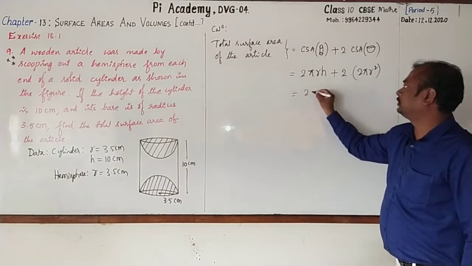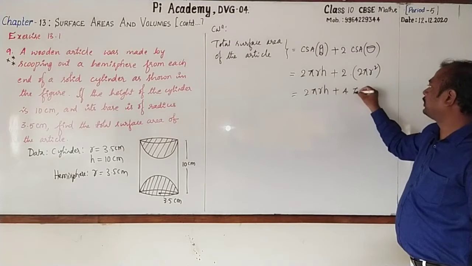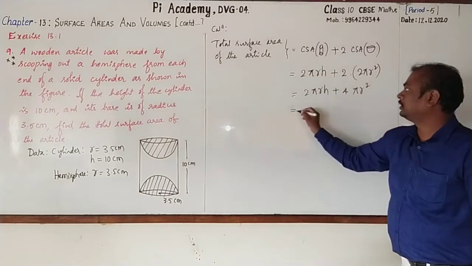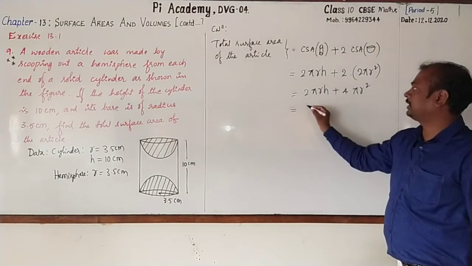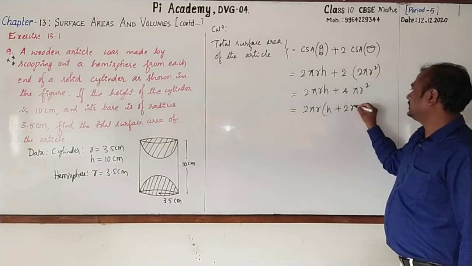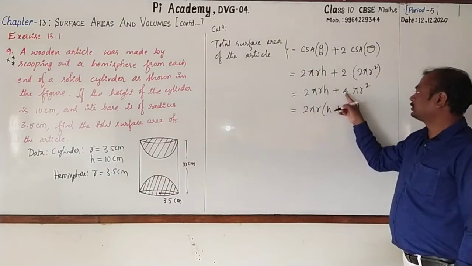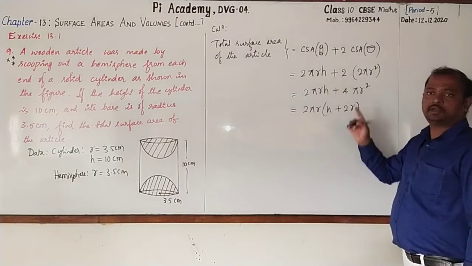This is equal to 2πrh plus 2 2s are 4, 4πr². Now could you tell what is the common factor? Very good. 2πr, 2πr. 2πr into h plus 2r. See, 2 2s are 4. Then π has been taken out. Then r into r².